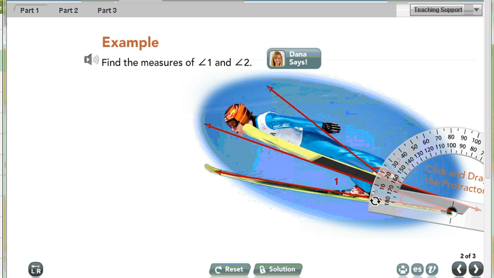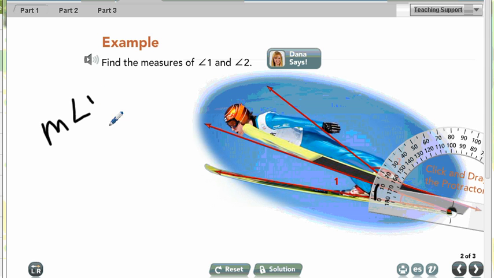So starting from the lowest number up, I would say angle 1 is 10 degrees. What I'm doing is, let me see if I can grab a pen. I go from here to here, and I see that was 10 degrees. So I can say the measure of angle 1, and M means measure, is 10 degrees.